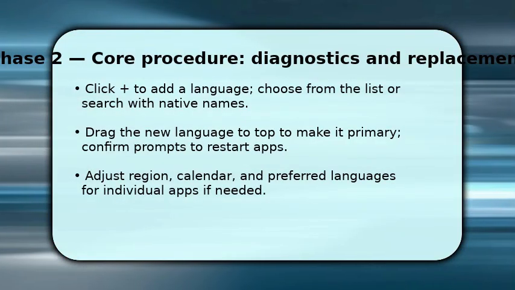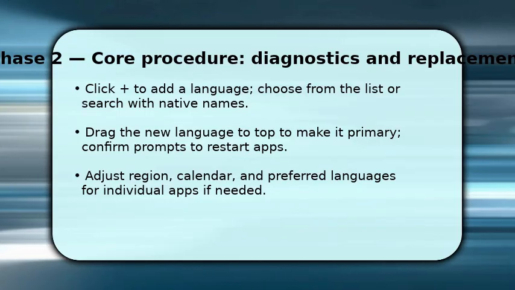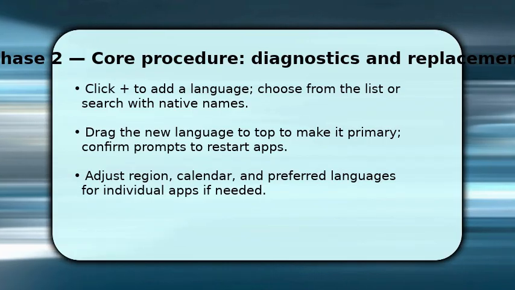Now you add and set priority. Click the plus sign, search using the language's native name if that's faster, and add it. Once the language appears, drag it to the top of the list to make it primary. Mac OS may ask to apply the change system-wide or for just your account. Choose system-wide if you want everything consistent.